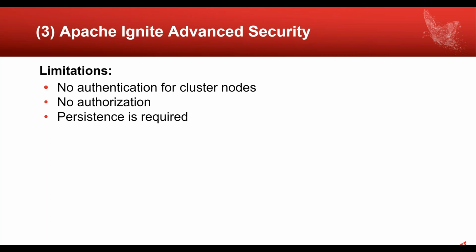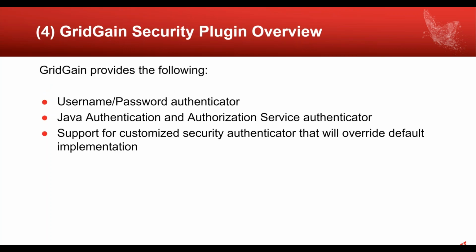Also, it doesn't provide any authorization, so you can't set any permissions for your user. For example, this user can read a cache but can't write to it. And the last limitation is related to persistence. Unfortunately, this Apache Ignite Advanced Security can't work with an in-memory cluster, so you need to have persistence for your default region. Okay, that's all that I want to say about it, and we can go forward to the GridGain security plugin.